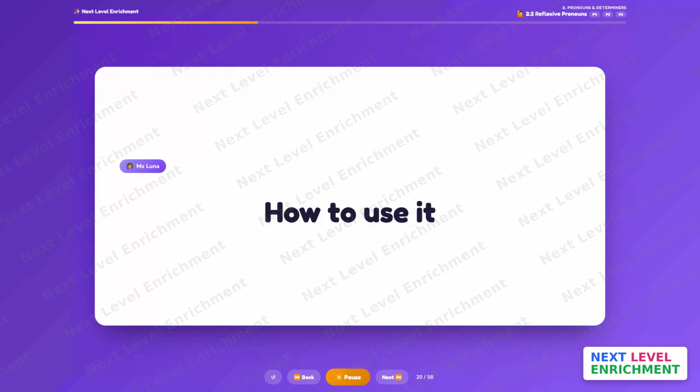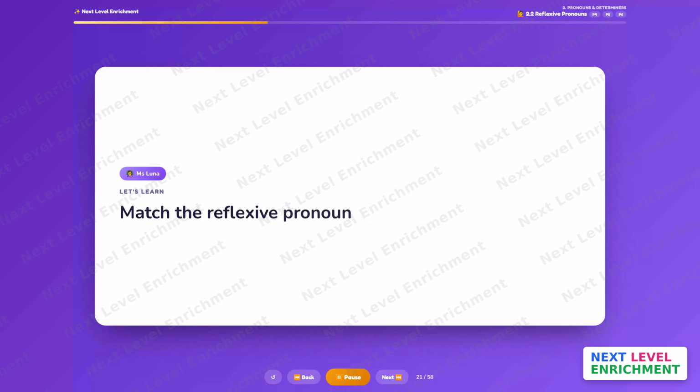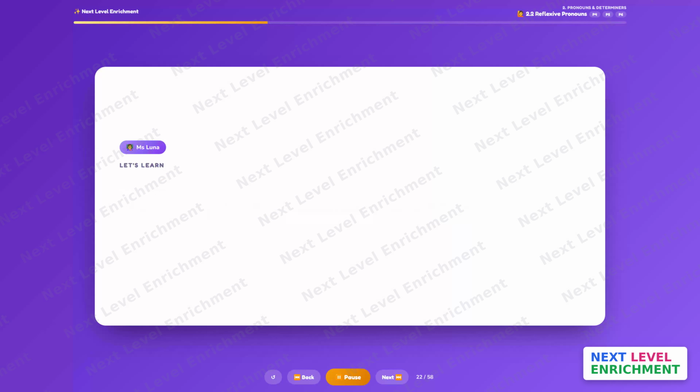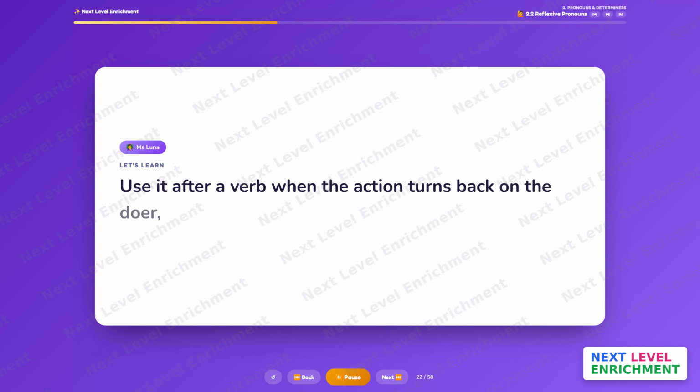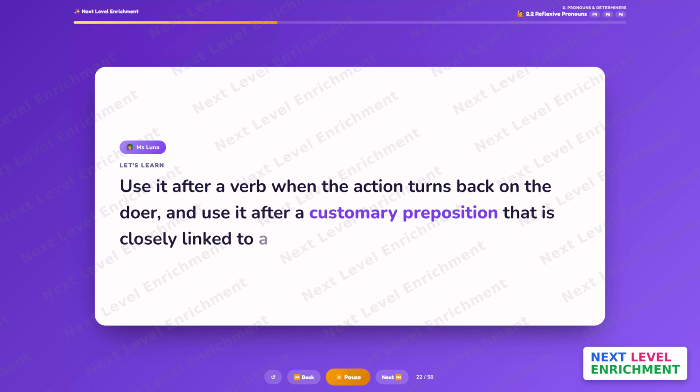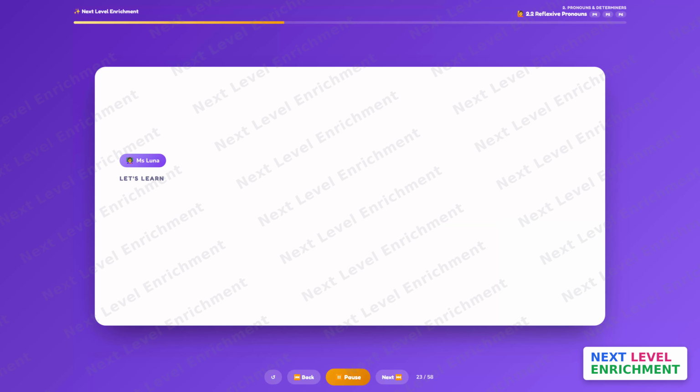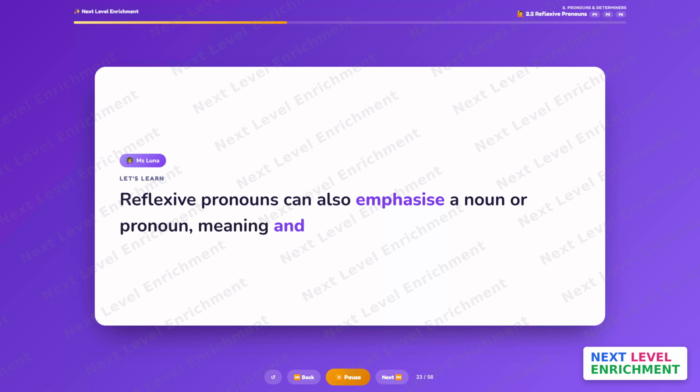How to use it? Match the reflexive pronoun to the subject. Use it after a verb when the action turns back on the doer, and use it after a customary preposition that is closely linked to a verb, noun, or adjective. Reflexive pronouns can also emphasize a noun or pronoun, meaning and no one else.